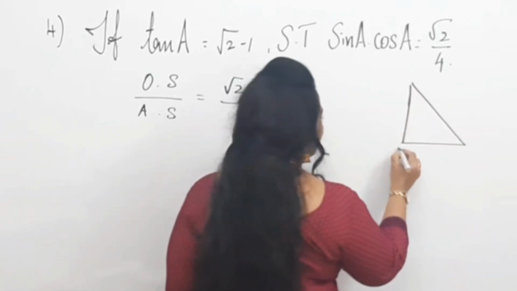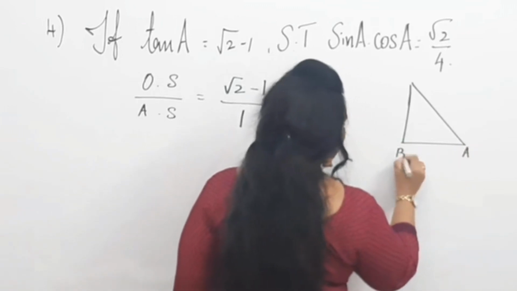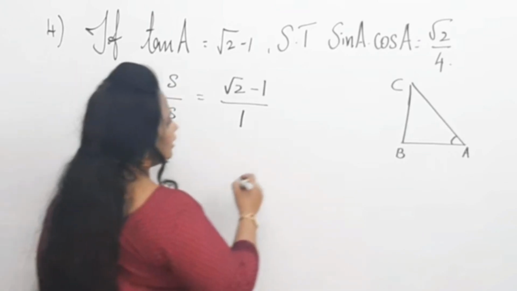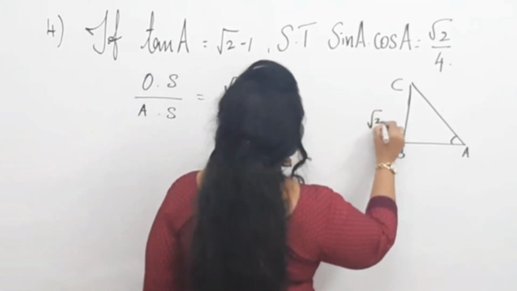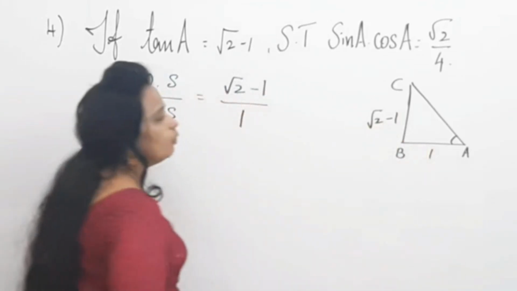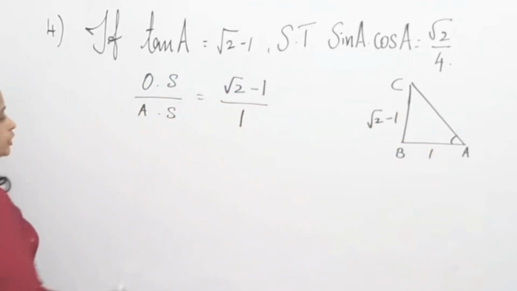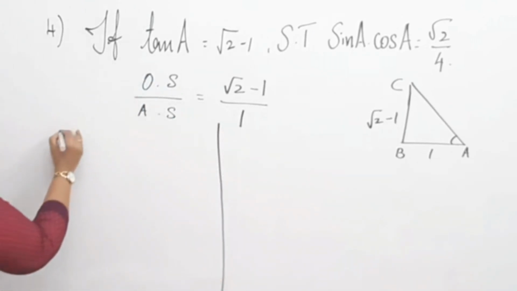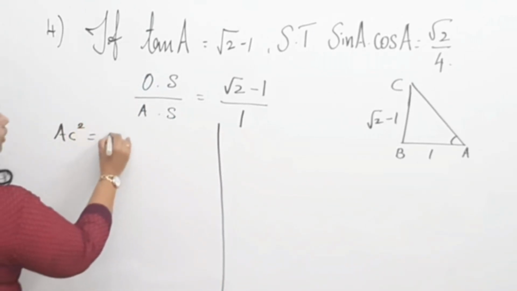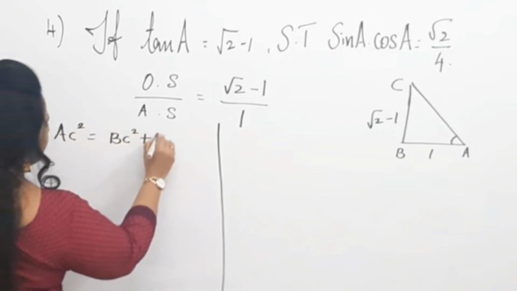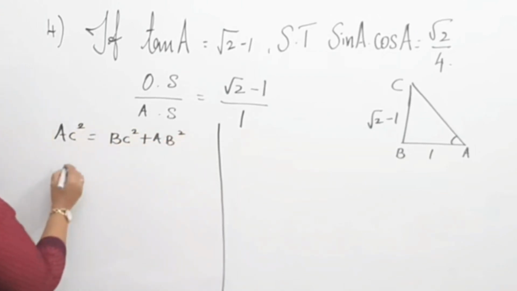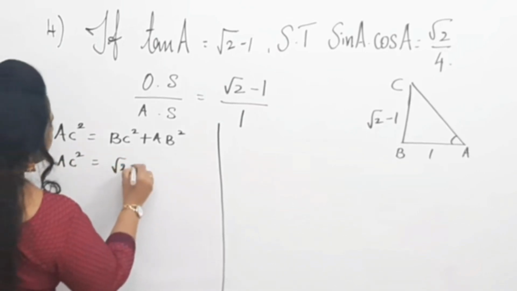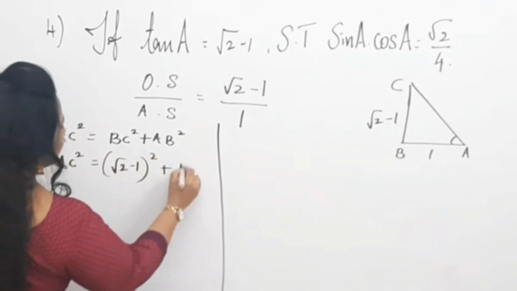So I would have my triangle as ABC. Here is my A. So the opposite side of A is root 2 minus 1 and the adjacent side is 1. Now I have to get my hypotenuse. So I would go for the Pythagoras theorem. AC square is equal to BC square plus AB square. So AC square is, I will write it as it is, and BC square is root 2 minus 1 the whole square, plus 1 square.